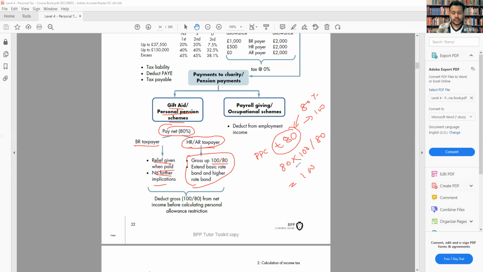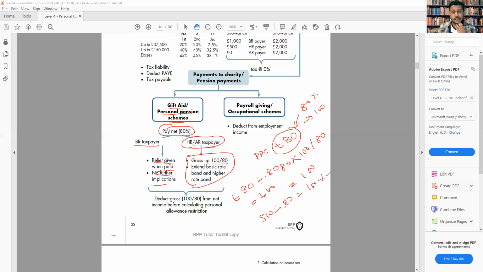So the way you can do it, you times by 100 and divide by 80. So any amount you have, the easy way we can do is, for example, £80 divided by 0.8, and it will make you 100. If someone gives £500, 500 divided by 0.8. So divide by 0.80, it will make you 100% again. That's how we can gross it up.